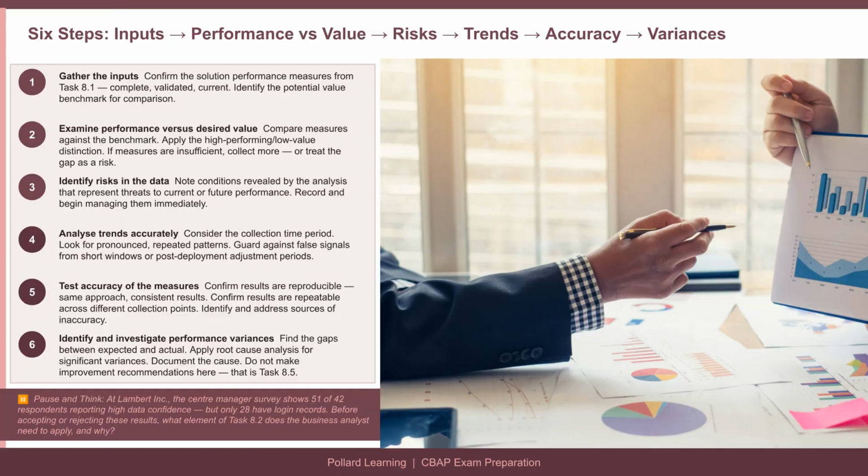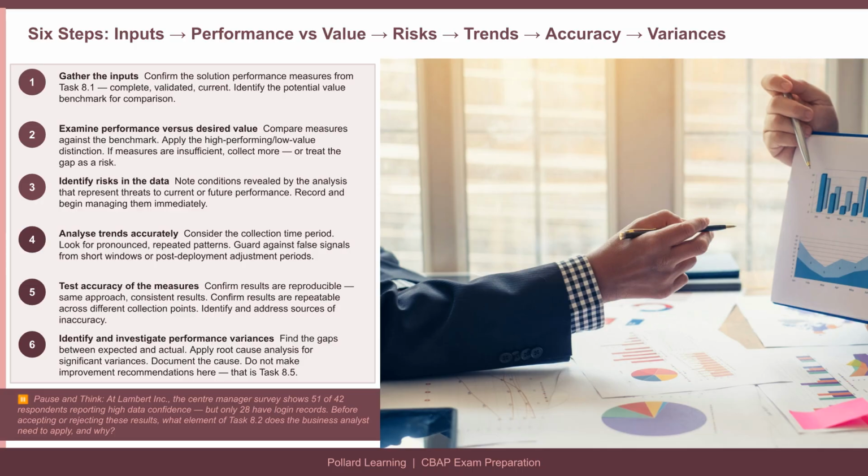6 steps take the analysis from confirmed inputs to a complete solution performance analysis. Step 1. Confirm the inputs. Verify the Task 8.1 performance measures are complete, validated, and current. Identify the potential value benchmark. Step 2. Examine performance versus desired value. Compare measures against the benchmark. Apply the high-performing low-value distinction. If measures are insufficient, collect more or treat the gap as a risk. Step 3. Identify risks in the data.